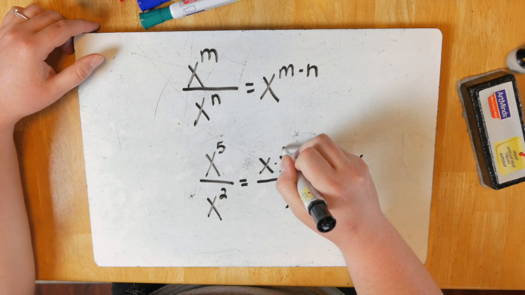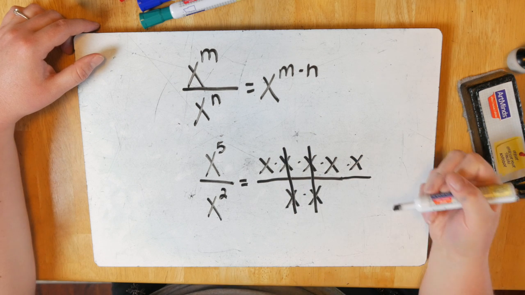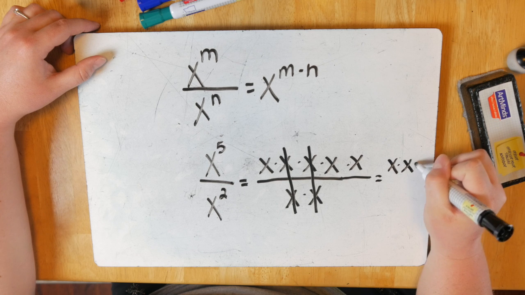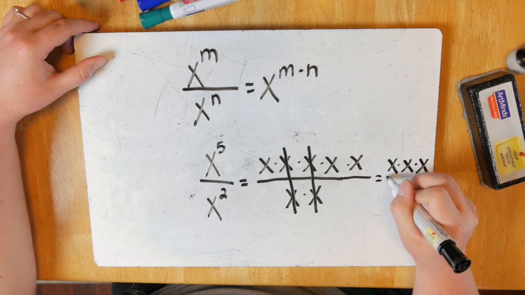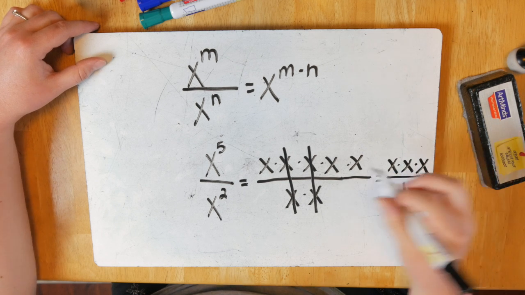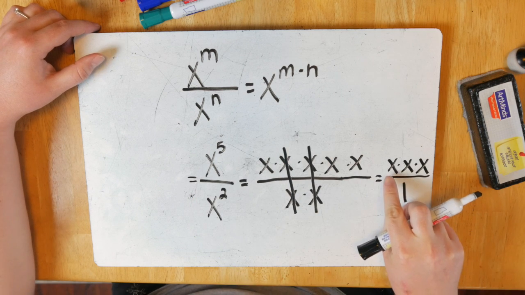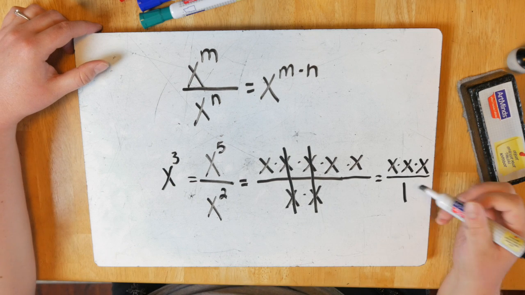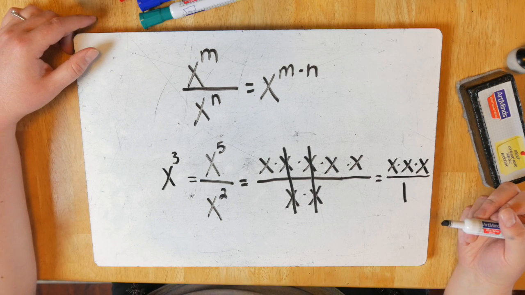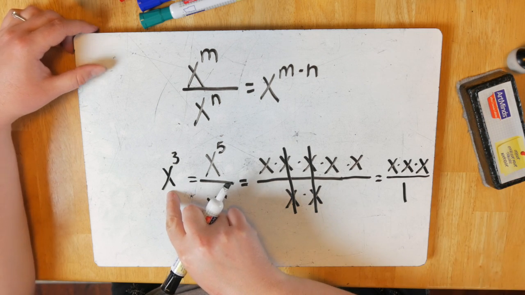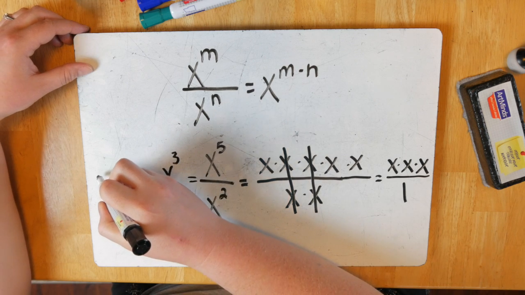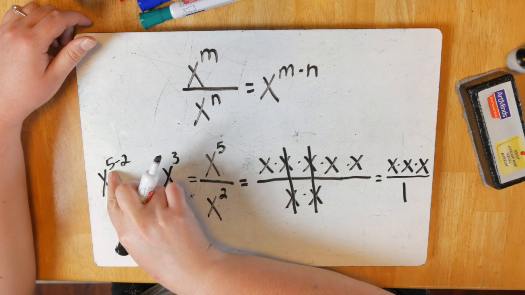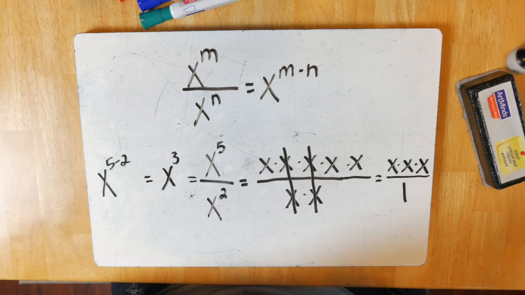And then we're going to have another one of those. We're going to have another x divided by x cancels out to be 1. And so that's going to leave us with x times x times x in the numerator divided by 1, which is just itself. So this is x times itself 3 times, which is x cubed. Divided by 1, again, is just itself, so we could just leave it as x cubed. And what I hope you notice is that that is the same as x to the 5th minus the 2nd power, because 5 minus 2 is going to give us an exponent of 3.